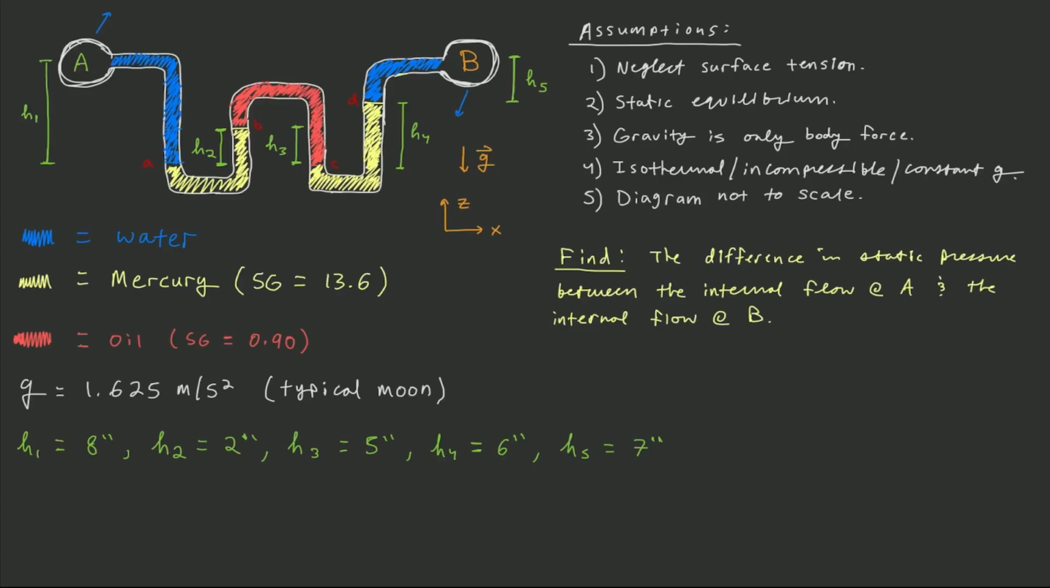Okay, so in this problem, we're looking at a compound manometer, and what we end up having is a pipe A and a pipe B. Pipe A flows water upwards, and pipe B flows water downwards. And we have the compound manometer in between those two pipes.